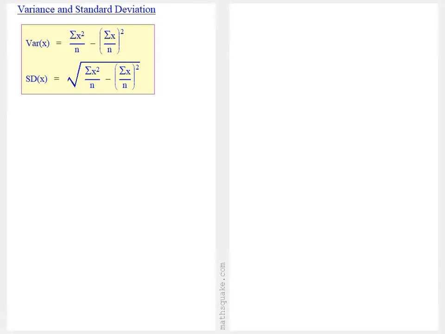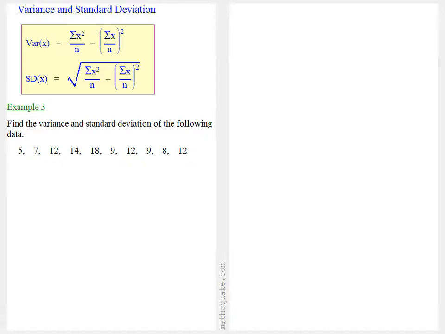Let's have a look at some problems involving variance and standard deviation. Now we have two formulae which we're going to use. So in example 3, we're asked to find the variance and standard deviation of the following list of data.